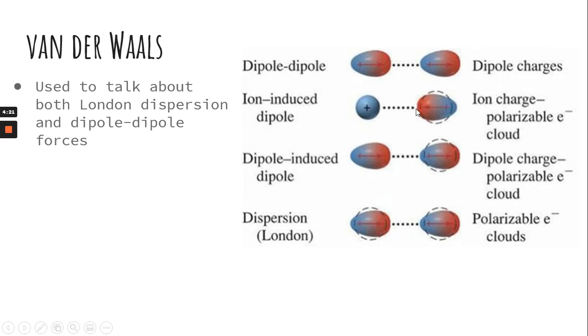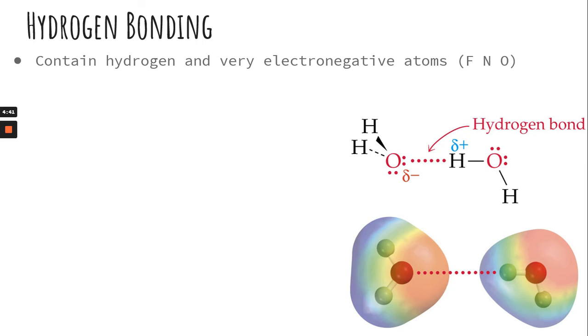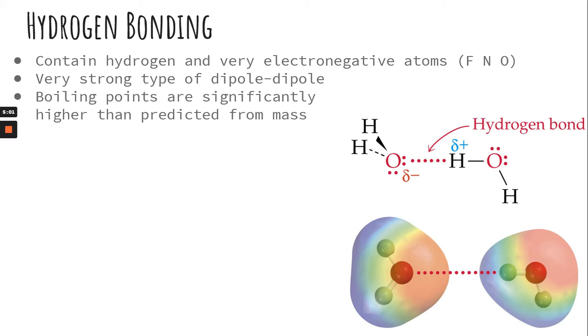Hydrogen bonding is the strongest intermolecular force. It is actually a special class of dipole-dipole. It's when there's a hydrogen atom and a very electronegative atom. So those atoms that are very electronegative would be fluorine, nitrogen, and oxygen, and you can remember them by remembering FNO. It's a strong type of dipole-dipole moment. The boiling points then are significantly higher, even if we were just to look at the mass and think about the dipole moment, they're even higher than what would be expected.